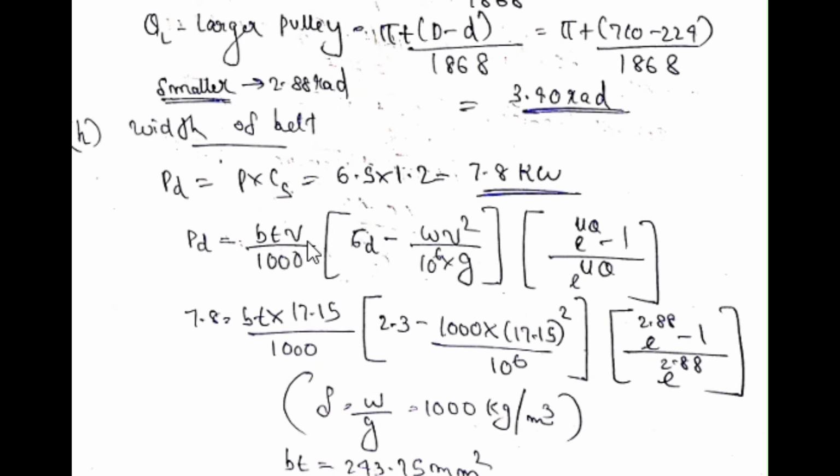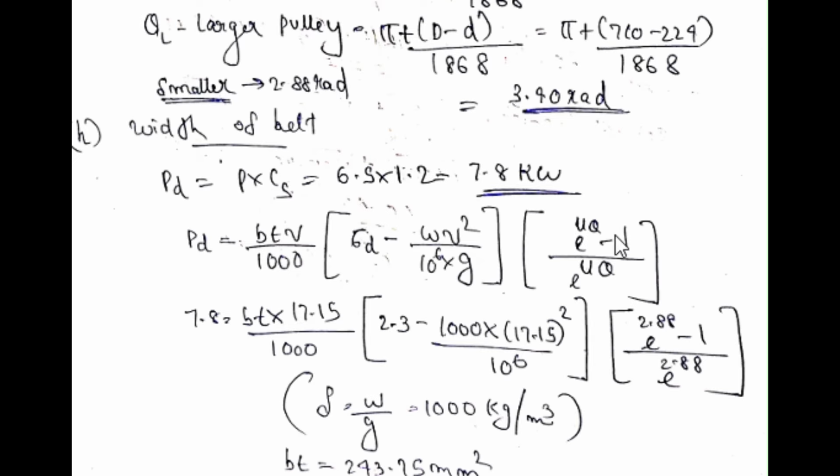We know the belt speed. We know that value. This design stress sigma d is already given in the question. One value I already told earlier is to assume density to be 1000 kilogram per meter cube. We know W is equal to rho g, so rho will be W by g. Here we already have W by g in the equation, so that can be replaced by density, 1000.